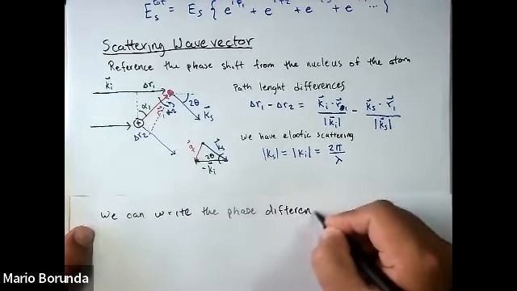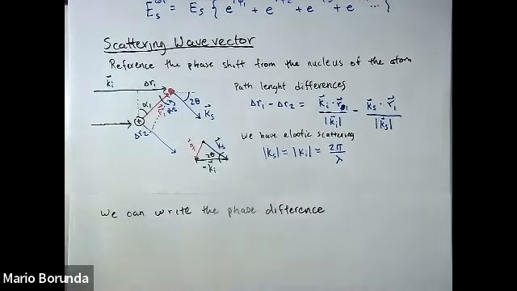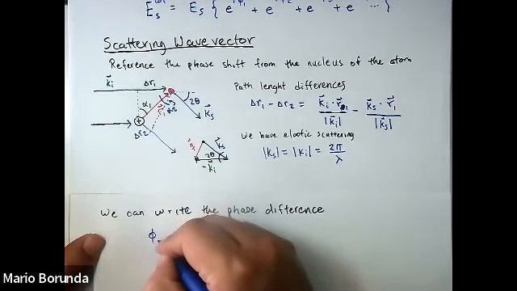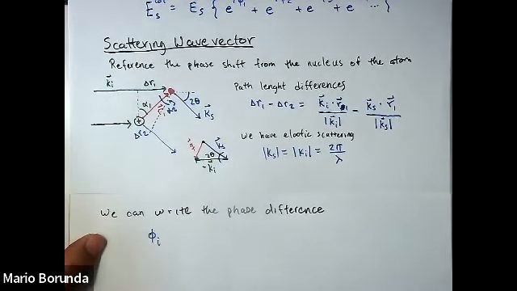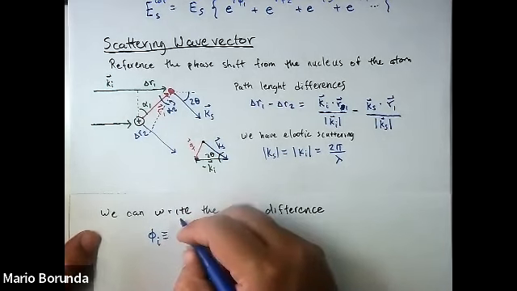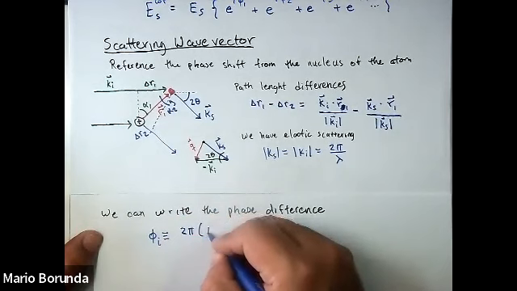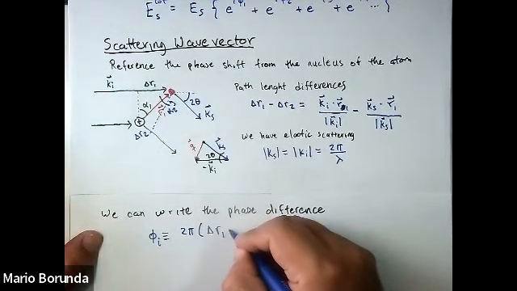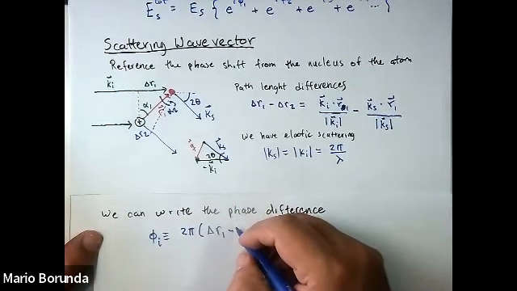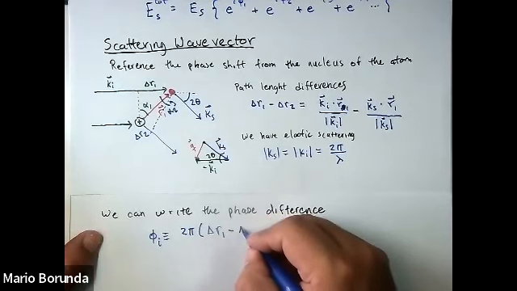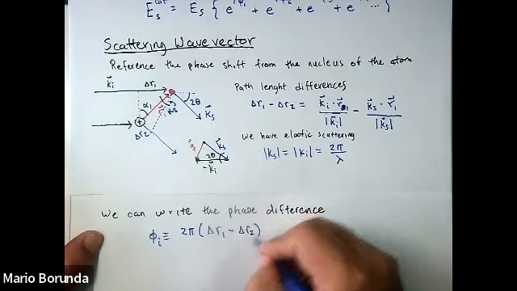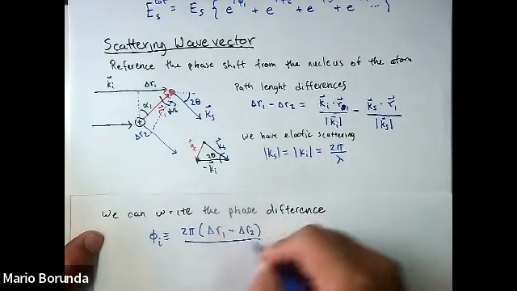And this would be the phase difference between electron 1 with respect to the nuclear, right? Or it could be any of the electrons, not just one. So let me make it for any of the electrons. And this is going to be given by 2 pi times the path length difference with respect to the nuclei, right? Over the wavelength.